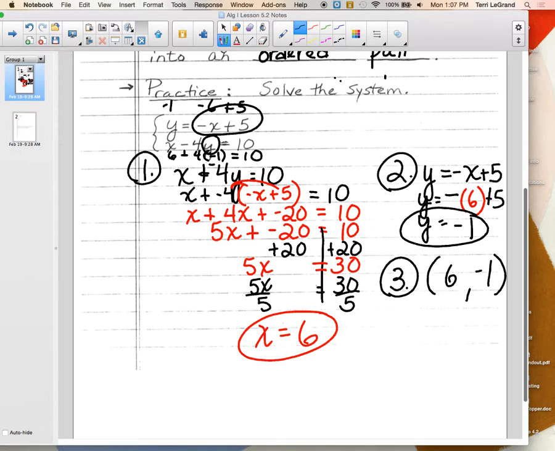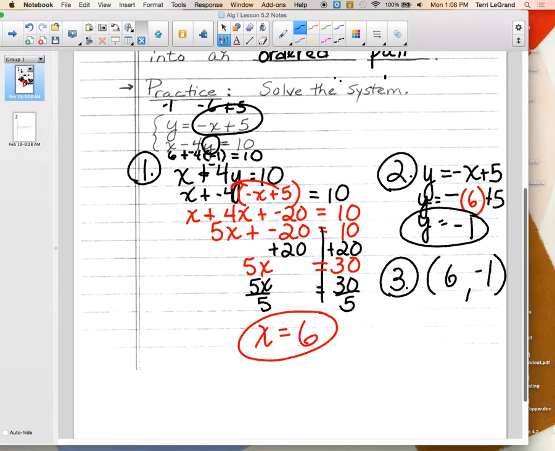Let's change this to add the opposite. So that's a negative 4. What's a negative 4 times a negative 1? 4. What's 6 plus 4? 10. It checks out, doesn't it? So then you can feel pretty confident that you have it right.